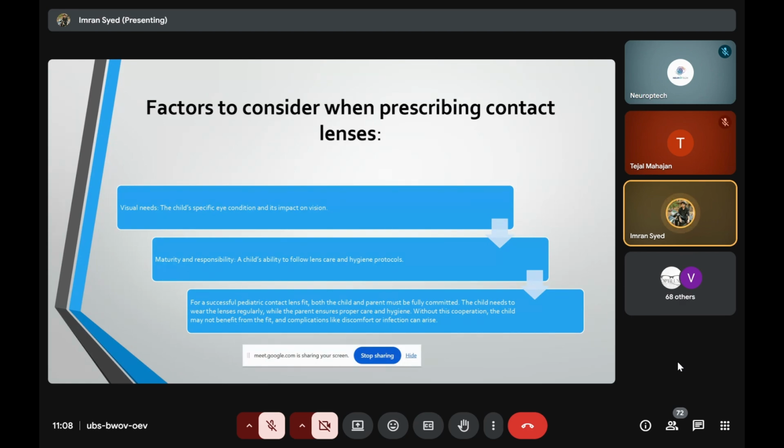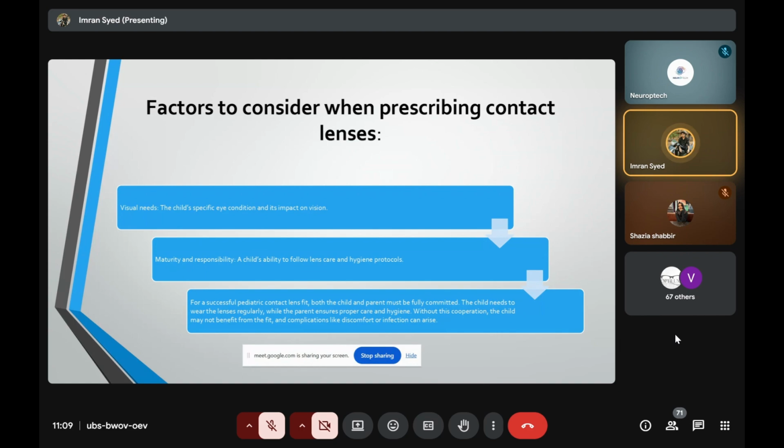For a successful pediatric contact lens fit, both the child and the parent must be fully committed to the contact lens. Even if one of them is not agreeing with you completely, it will not be a successful fit, because the kid will wear the lenses, but it is the parent's responsibility to look after the care and the hygiene of their kid's contact lens. So it is very important to have both on board when you are giving a trial for the contact lens. Okay.